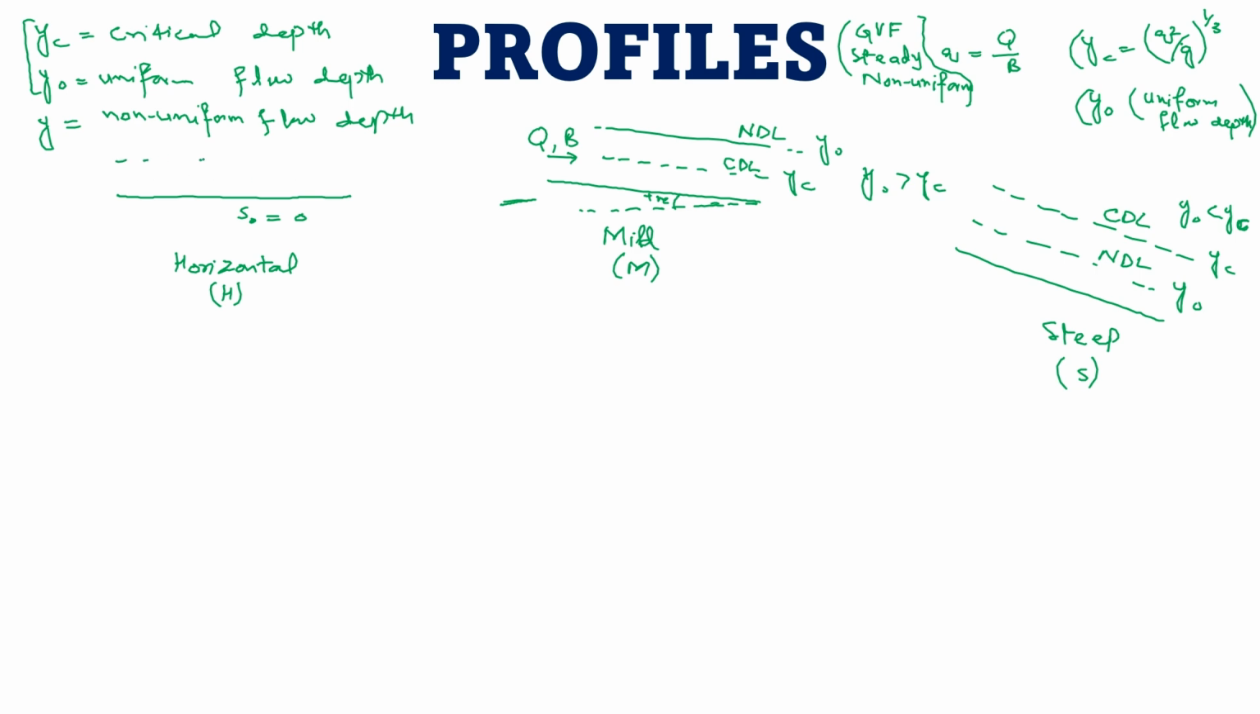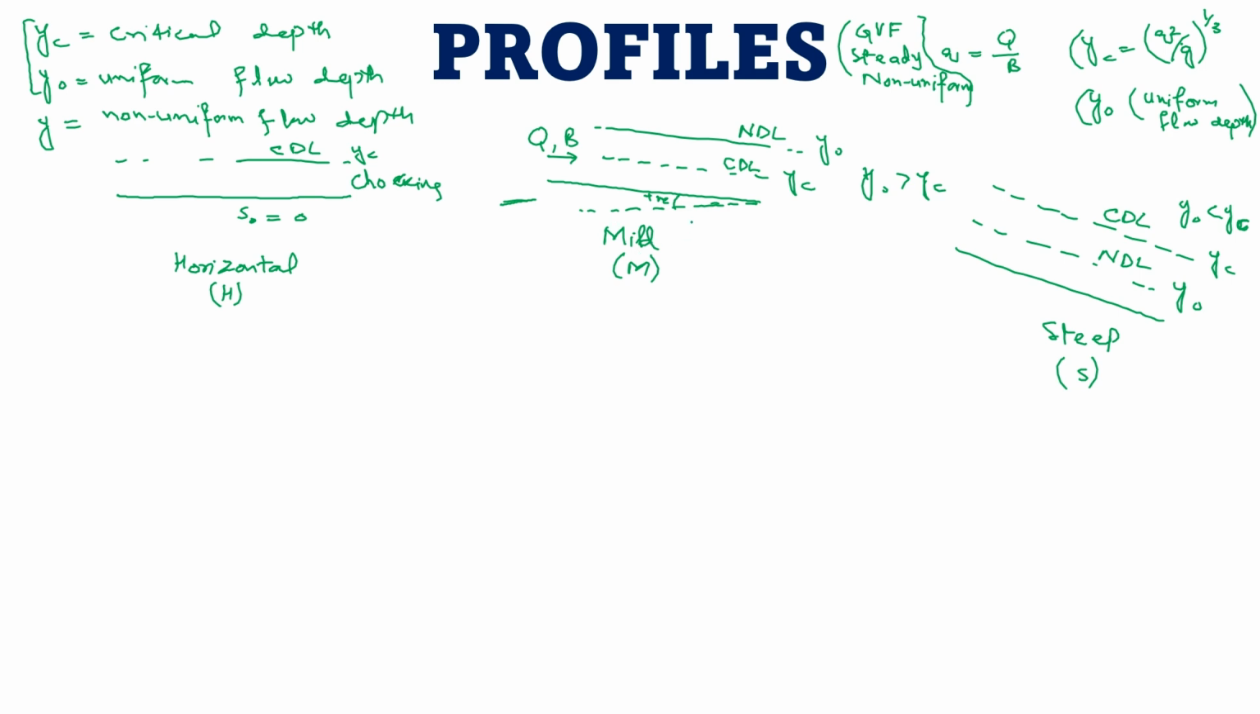In case of horizontal slope, we don't have y naught because there will be no flow, or you can say the choking of the flow will occur. We can only determine the value of yc for this case. So we have only CDL, critical depth line. We don't have y naught or uniform flow depth because there will be no flow in the case of S naught equal to 0 for a horizontal channel.